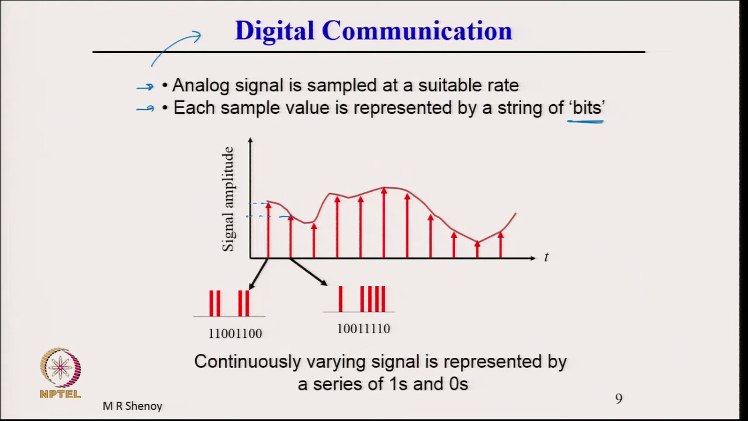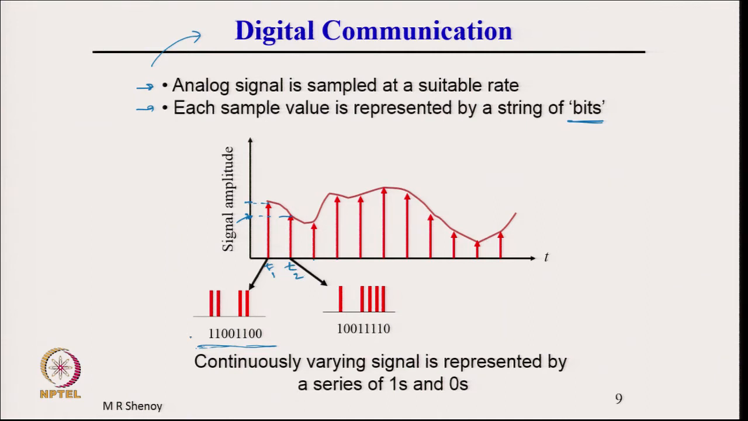So, sample means this is the sample value at this instant. So, this axis is time. At various instants at a certain rate which is called the sampling rate, the value of the amplitude is sampled and the sample value is represented in the form of binary digits. For example, the sample value here is represented by a string of binary digits, ones and zeros, and the sample value here corresponding to this time, let us say this is at time t1 and this is at time t2.